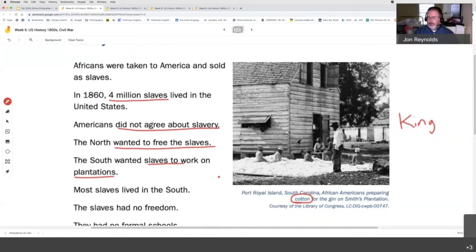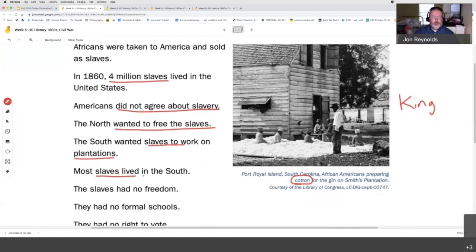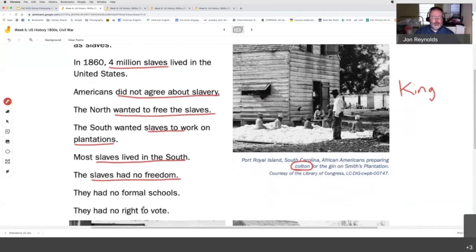Now, keep in mind, again, 1800s, a very different world. Of course, we realize, long after that, this was wrong. But as we said before, the past is a very different place. It's very difficult to talk about those things today. But the truth is, most of those slaves lived in the South. Now, there were some slaves that lived in the North, but most lived in the South, and they did not have any freedom. They were not considered to be people or citizens at this time. They had no schools, and they had no right to vote.